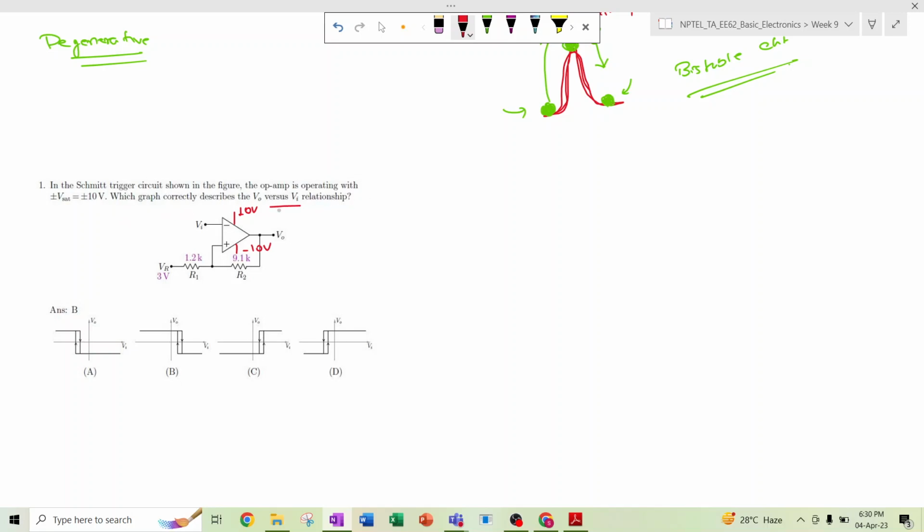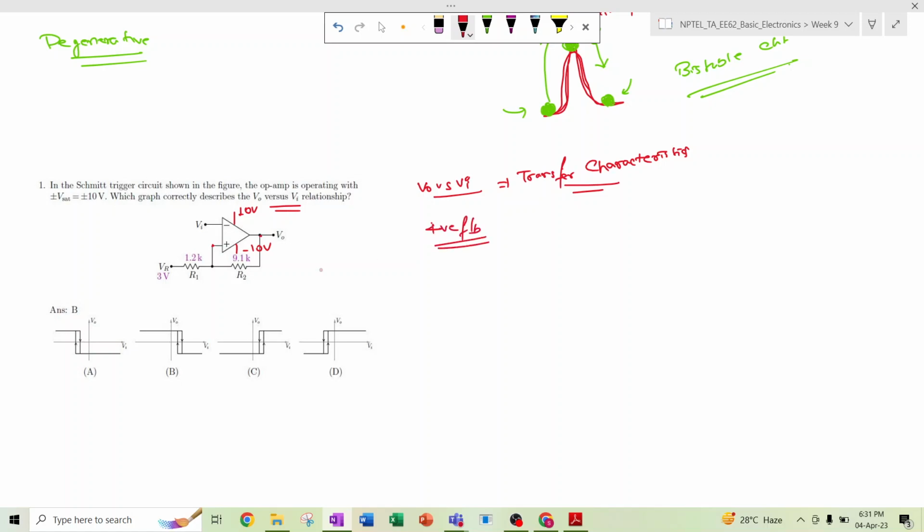I have already discussed in the previous class that the Vo versus Vi relationship is often known as transfer characteristics. We are always interested in the transfer characteristics of any circuit, so we have to find out the transfer characteristics of this particular op amp. I have already discussed that at first we need to find out what the feedback of this op amp is. There is a feedback path from the output to the non-inverting terminal of the op amp, so it is a positive feedback condition.